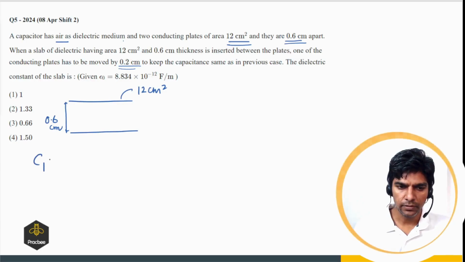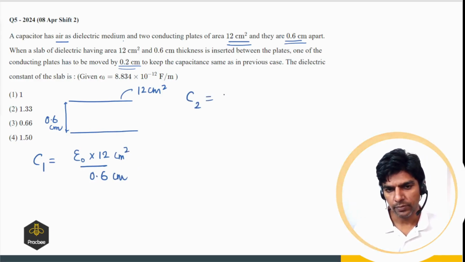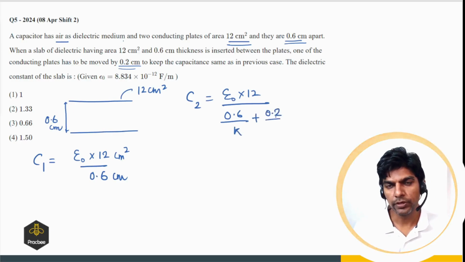Right, so if C1 is the capacitance in the previous case, we can say it will be epsilon naught times area, that will be 12, divided by d. d is 0.6, right? So that is in centimeter square and this will be in centimeters. The new capacitance, when we insert a dielectric slab and then increase the space between the plates, will become epsilon naught times 12 divided by thickness. Thickness of the slab is 0.6 divided by the dielectric constant, let us take it as K, plus 0.2, where 0.2 is the thickness of the vacuum, divided by 1.